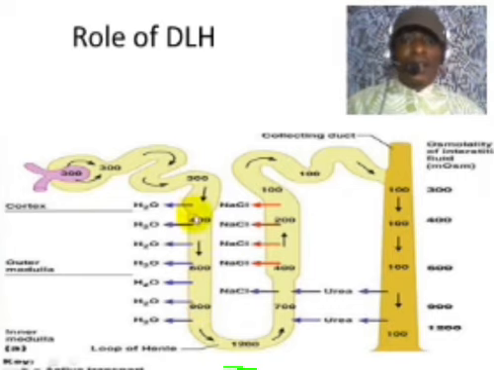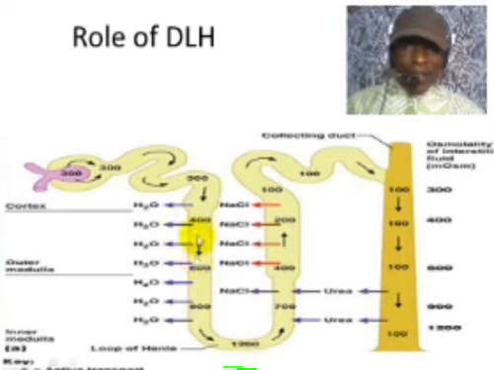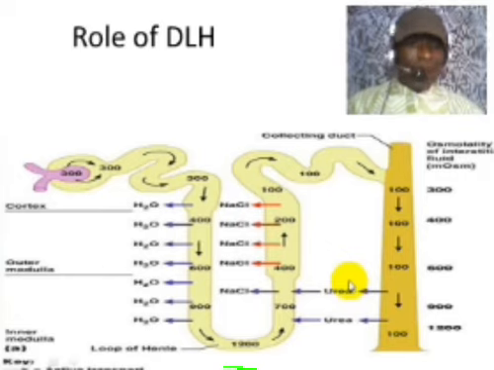This is the reason the descending loop of Henle is also known as the concentrating segment of the nephron. Because as water is leaving, there is less water inside the descending loop of Henle, and more solutes concentrating or accumulating in it. Hence, it is the concentrating segment of the nephron. Why is this so? Let me show you the mechanism briefly.